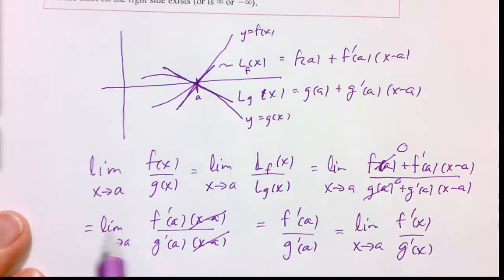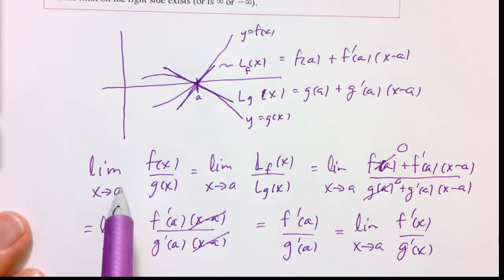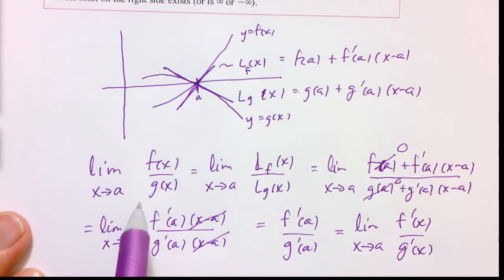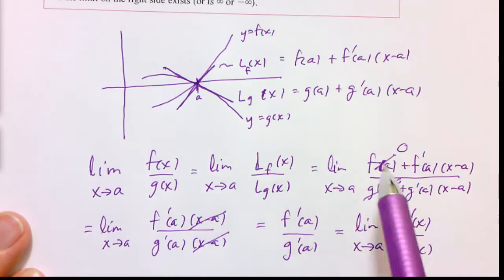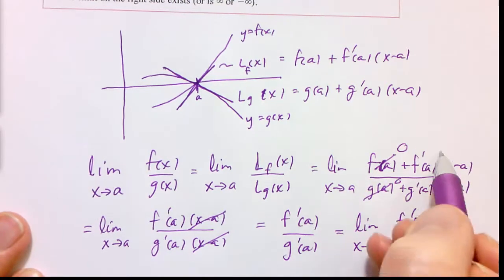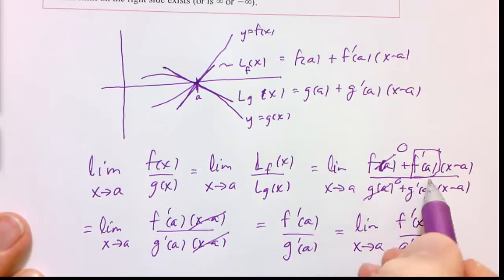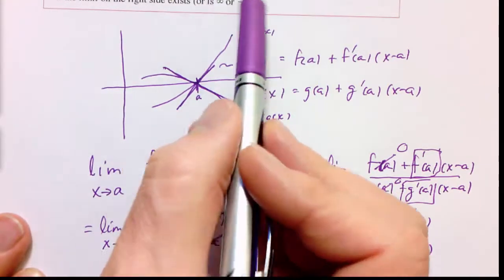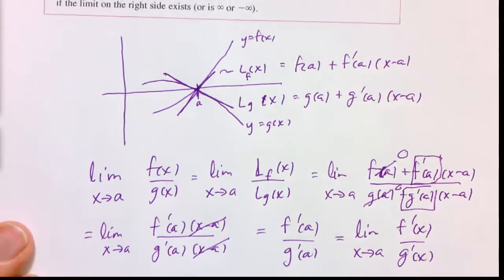So this gives you some idea of why we can use L'Hopital's rule. When f and g are both 0 at a, then what matters is the slopes, the ratio of the slopes. And that's what L'Hopital's rule says we have to do, is take the limit of the ratios of the slopes. All right, let's look at a lot of examples now.